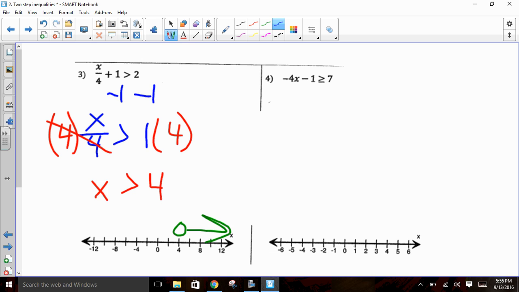All right, number 4. I have to undo that minus 1, so I'm going to add it. So I have negative 4x is greater than or equal to 8. Next, I need to divide by negative 4.